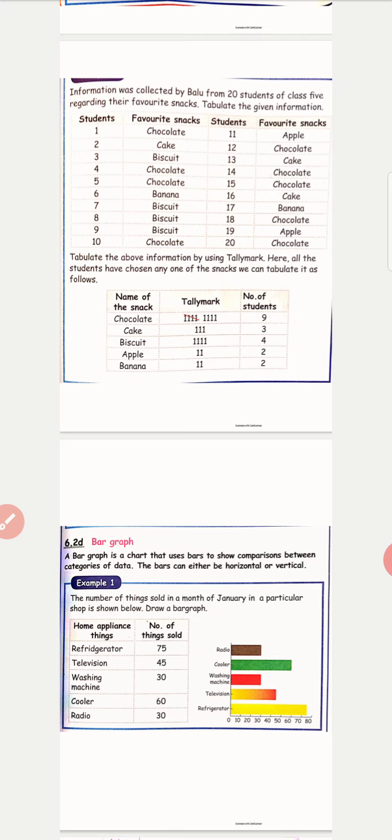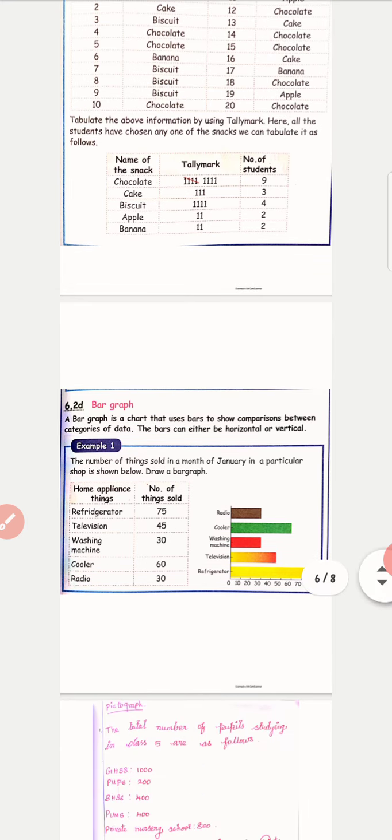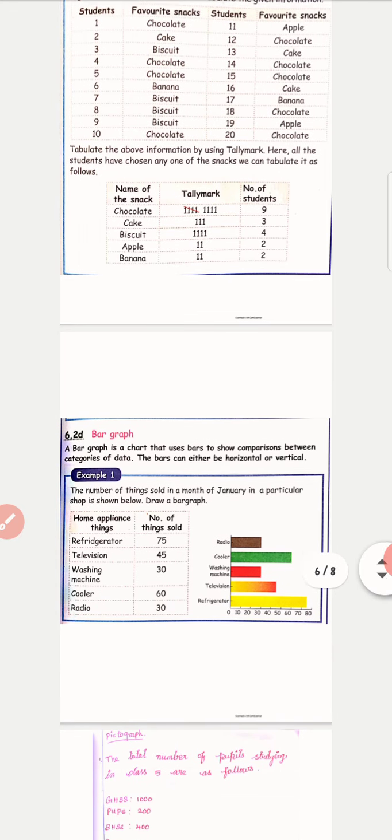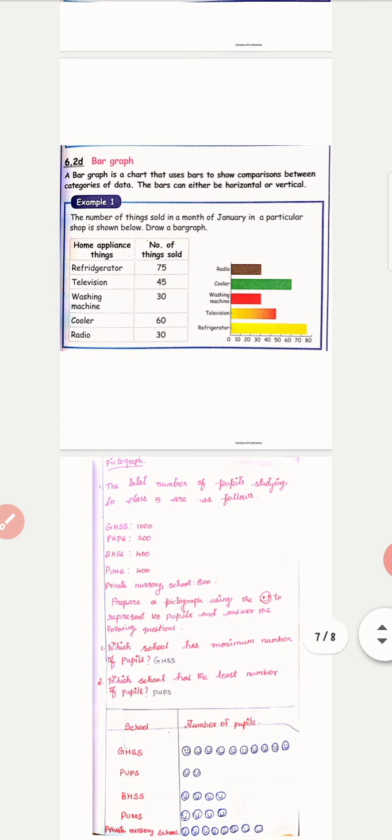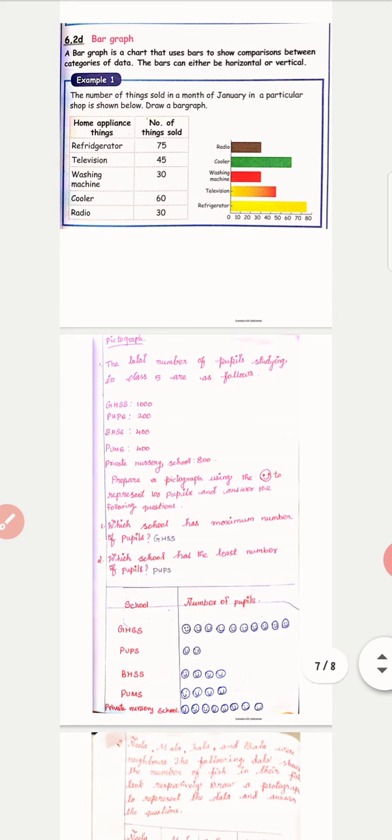Next, cake. How many? Three. So three means you put three strokes. Next, biscuits. How many students like biscuit? Four. So you simply write four strokes. Next, apple two, then banana two. So that is the tally mark sum. Next we see the bar graph.